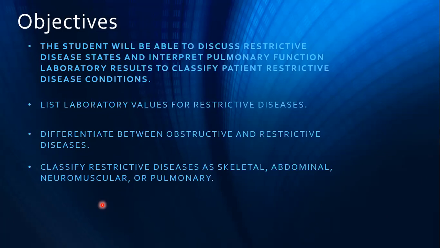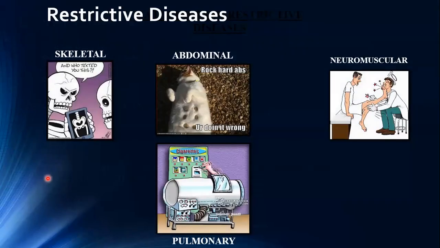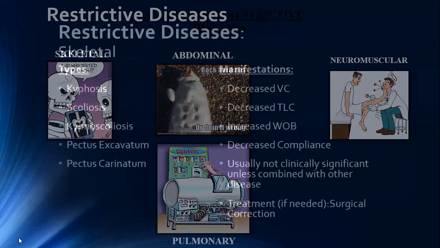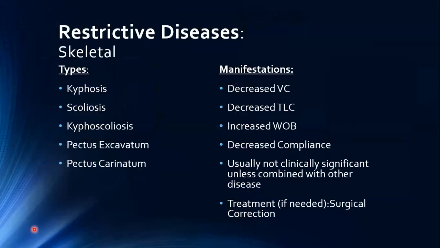And each one of those categories has a list of diseases that fall within it that would cause a restriction. Again, you have skeletal, abdominal, neuromuscular, and pulmonary. These are the categories of restrictive diseases. All right, so we'll start with skeletal.